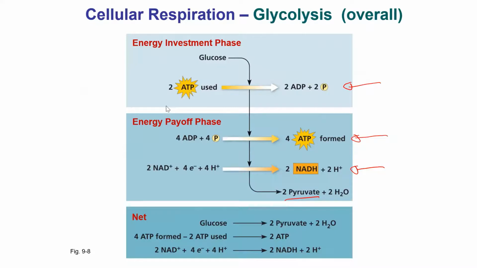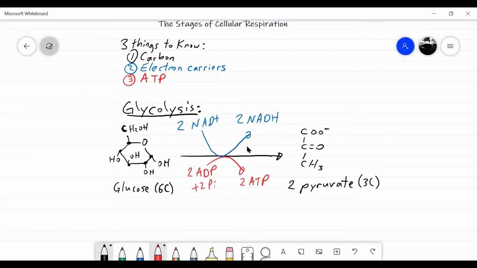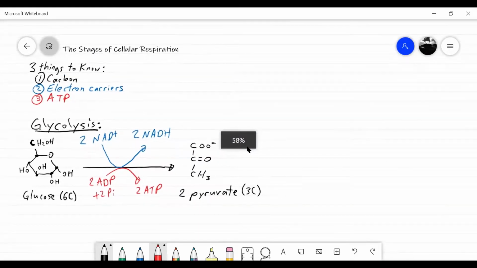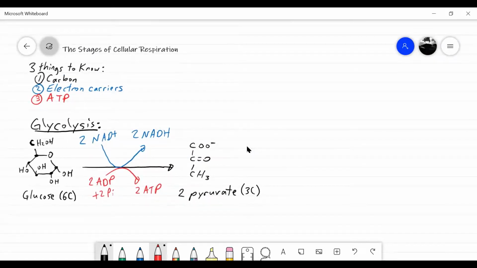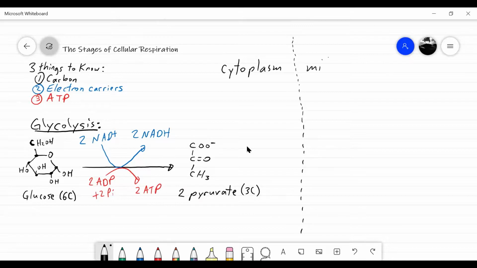I'm going to go back to this diagram here, and this is where I'm going to try to shrink and move things around a little bit. So here we go. I'm going to draw right here a little dotted line. And now at this point, we are exiting the cytoplasm, and we are going to enter the mitochondria. So you can just pretend that's the mitochondrial membranes. Mitochondria. And that's where the next steps are going to take place.